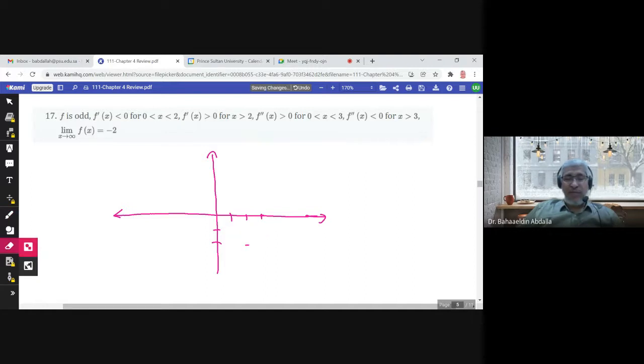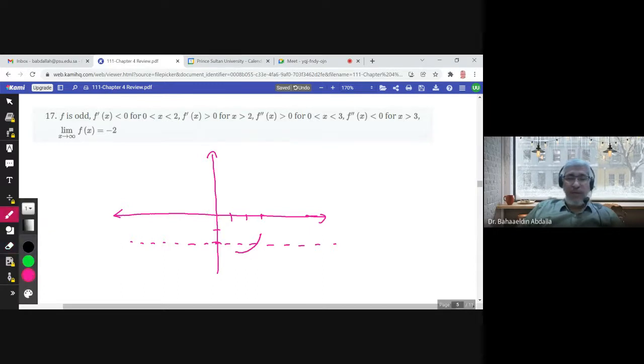So let me cancel this now. I have a horizontal asymptote here. This is the line y equals negative 2. Okay, from 0 to 2, let me say it's like this. Don't forget it is concave up. Up to 3, it's concave up here. Let me say like this. Up to here, it's concave up.